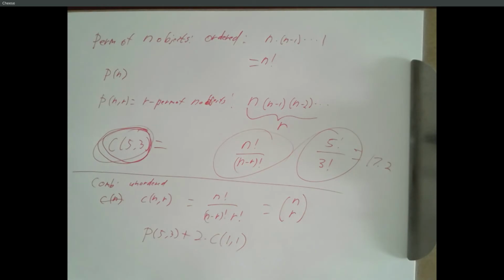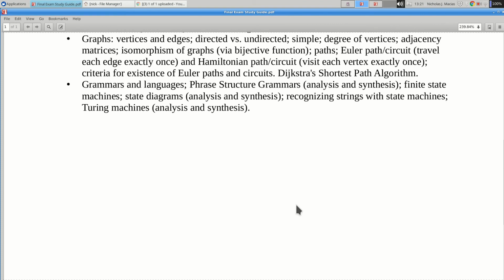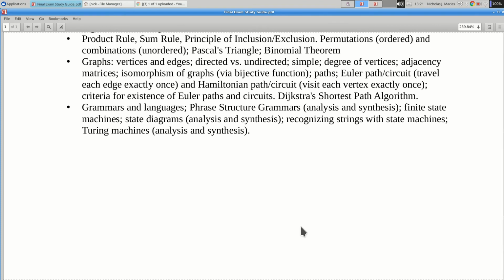All right, what else? What specifically are you going to look for in terms of graphs? I think what's on here. So the notion of vertices and edges, directed versus undirected, simple, which means a single edge between vertices. Degree of vertices, definitely know about that. So the number of edges connected to a vertex, that's the degree. If it's a directed graph, there's an in degree and an out degree. In is the number of edges going in, out degree is the number of edges going out.